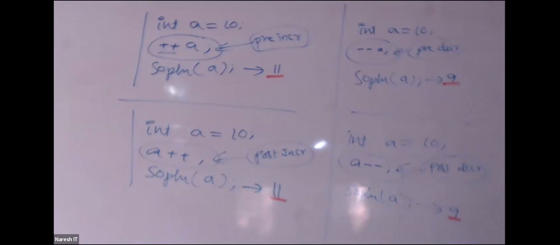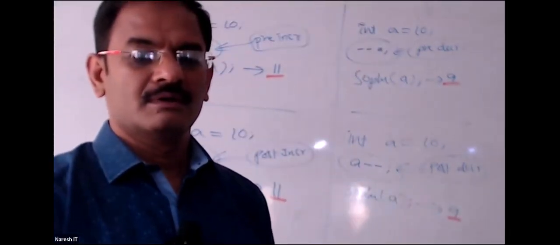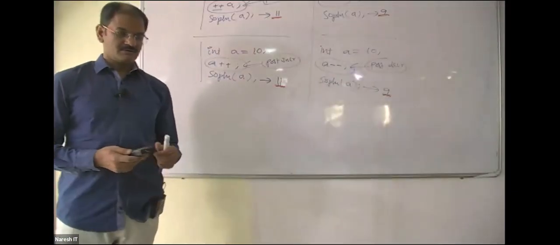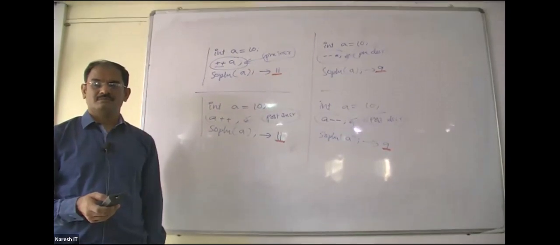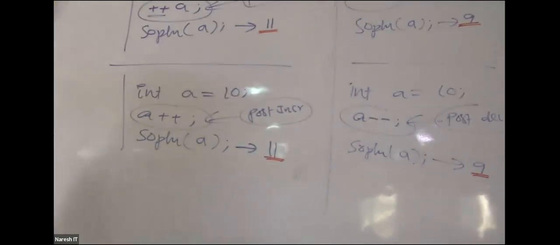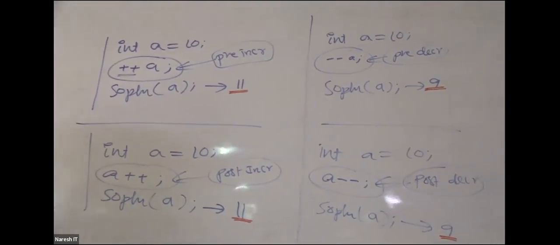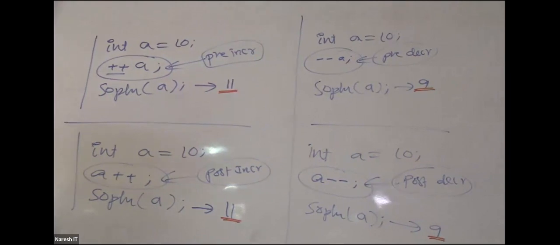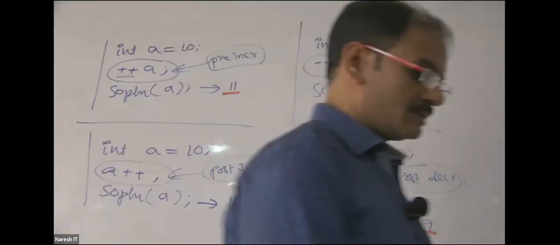Next, second bullet point. If we place plus plus, minus minus after the variable name, we call it post-increment and post-decrement. Okay. Done, right? This program, for example.